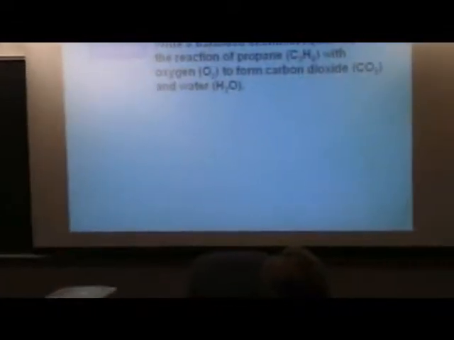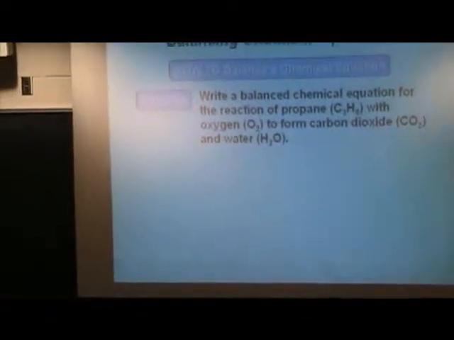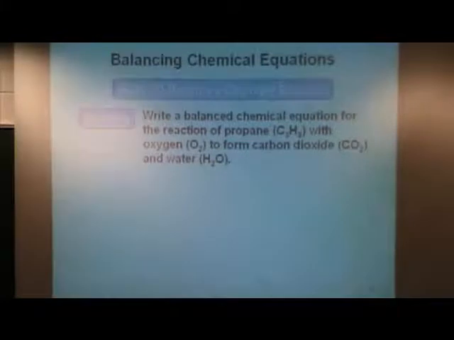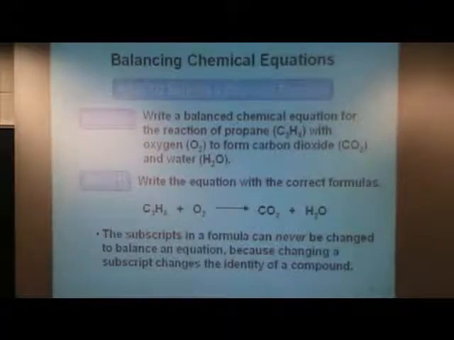Okay, let's do some examples. Write the balanced equation for the reaction of propane, C3H8, with oxygen to form carbon dioxide and water. Let's see how this works. C3H8 plus O2, what are the products? They already gave you the product: carbon dioxide and water. By the way, what type of reaction is this? If something reacts with oxygen, what do we call it?